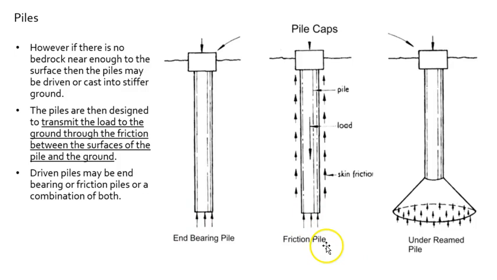Version 2 is over here, the friction pile. If there's no bedrock nearby, we can't just bear on the end of it. So the piles are designed to transmit the load to the ground through friction between the surface of the pile and the ground. That's what all of these arrows indicate: friction on the sides actually transmits the loads and keeps the pile where it needs to be. Driven piles could be either end-bearing or friction, or a combination of the two. And here we again see the bell configuration at the bottom of the pile.